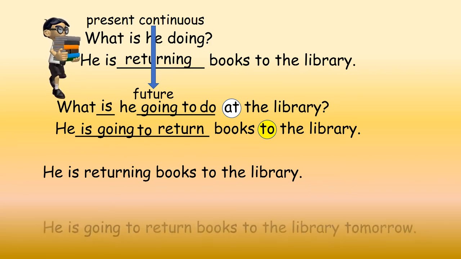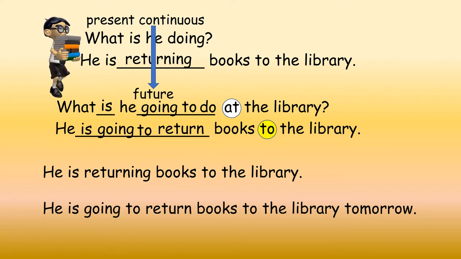Present continuous tense. He is going to return books to the library tomorrow. Future tense. What's the question? The answer, he is. Who is returning books to the library? The answer, he is. What's the question? Who is going to return books to the library tomorrow?